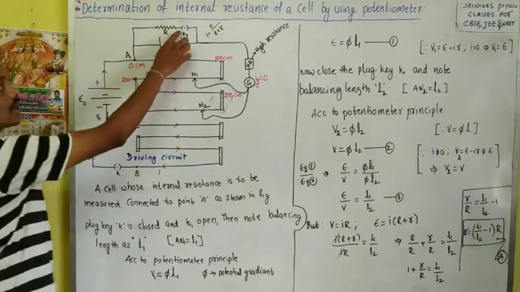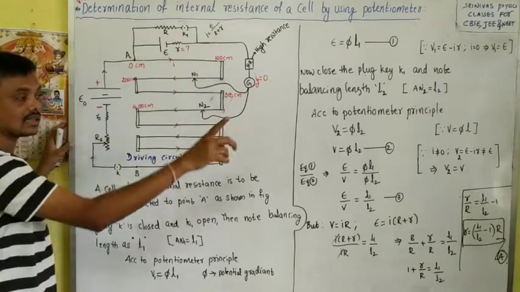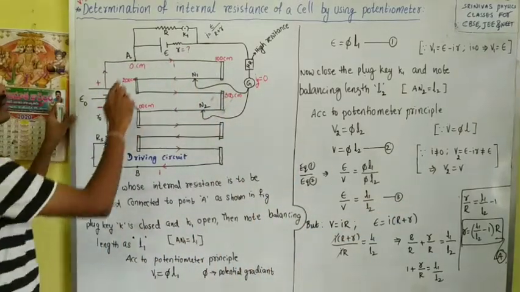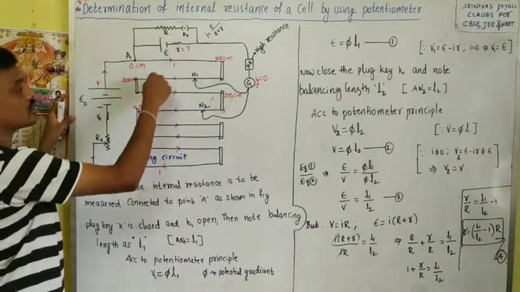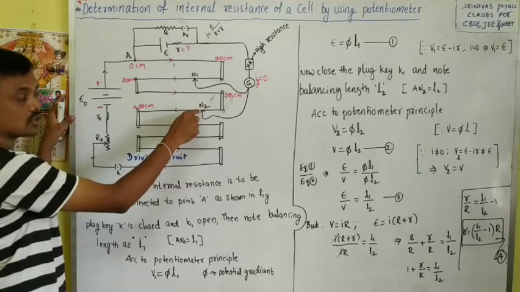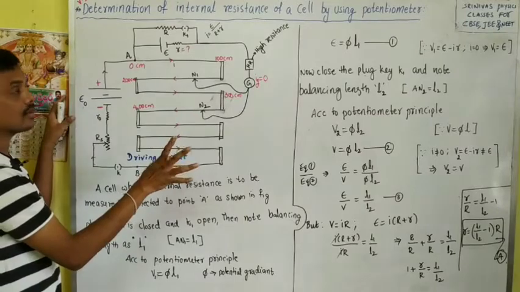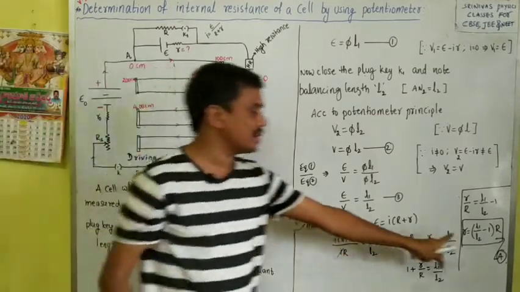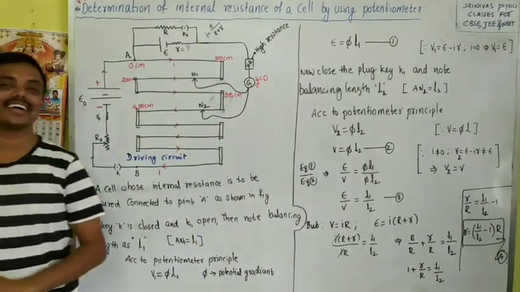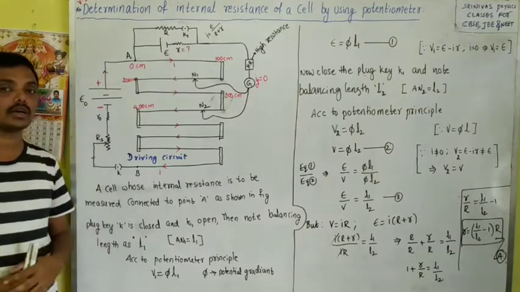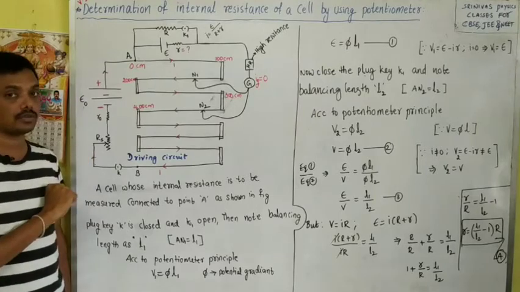First, close K, and K1 is open. Press the jockey at various points and note the balancing length, that is L1. Next, K1 is closed. Press the jockey at various points on the potentiometer wire. At a particular point, the galvanometer shows zero deflection. Again note the balancing length, that is L2. After noting L1 and L2, you substitute the values of L1 and L2 in this equation and you will get the internal resistance. This is the simple method to determine the internal resistance of a cell. Now you note every point, take a screenshot and write the notes, and then I will continue the topic.